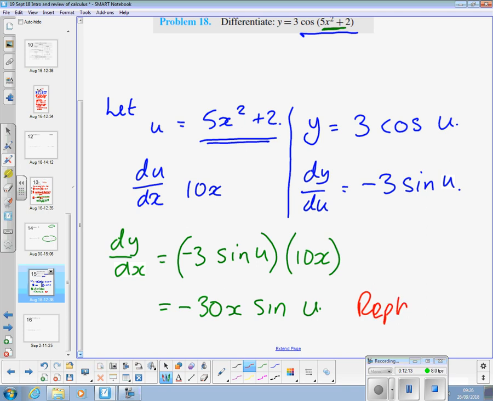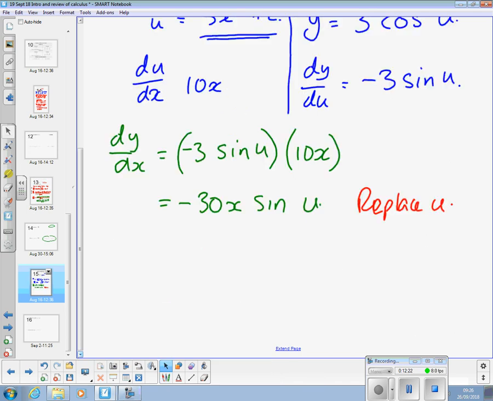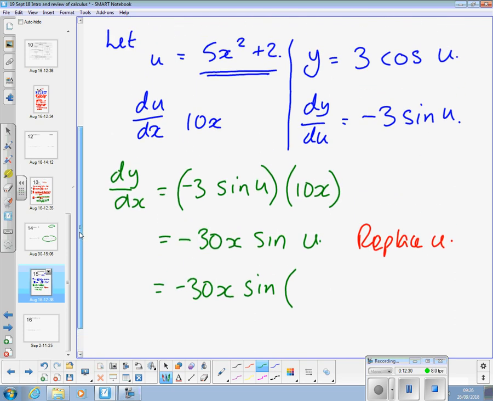And the last thing we do is replace u with the function we called u in the first place. So it equals minus 30 x sine, brackets, 5x squared plus 2. Yep.